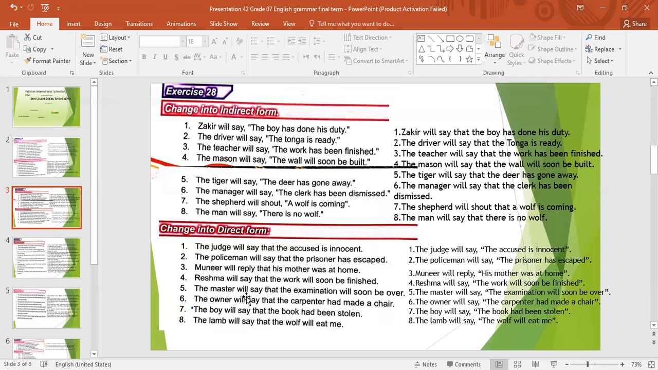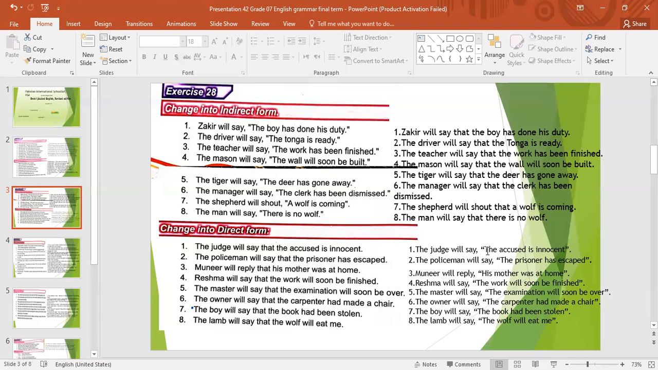Number five, the master will say that the examination will soon be over. Here, the direct speech is: The master will say, comma, then double inverted commas, the examination will soon be over. Sentence number six is, the owner will say that the carpenter had made a chair. Here, the direct speech is: The owner will say, comma, then double inverted commas, just taking that from the sentence, the carpenter had made a chair, double inverted commas and full stop.